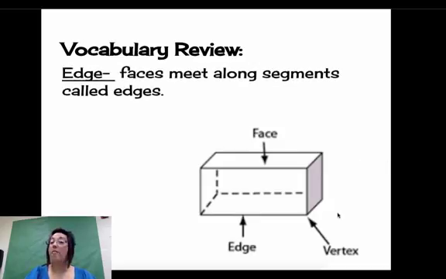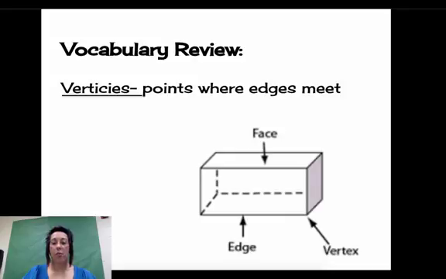Solids also have edges. The edges are these line segments along where the faces meet. So the faces come together, like this top face and the side face come together and meet along this space called an edge. Again, make sure that this vocabulary is written in your notes as well as the labeled example.